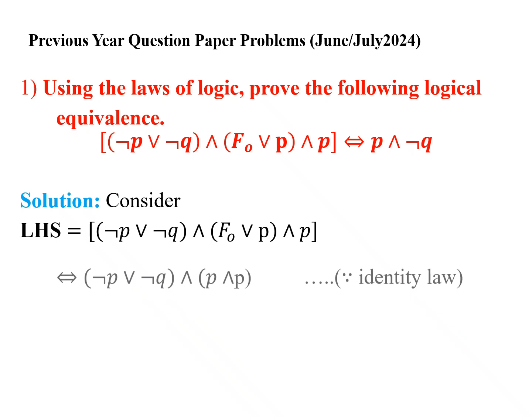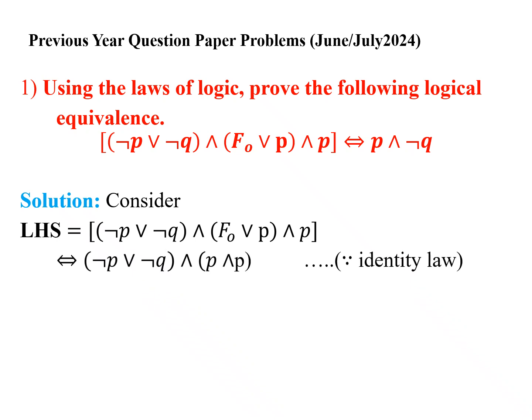So in the next step, the first part is as it is, negation of P or negation of Q, and in place of F naught or P we have P by using the identity law, and this last P is as it is. Now in the next step, P and P is what? It is P only, because of the idempotent law. So negation of P or negation of Q and P is P, using the idempotent law.